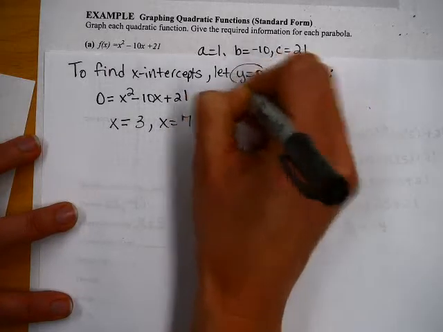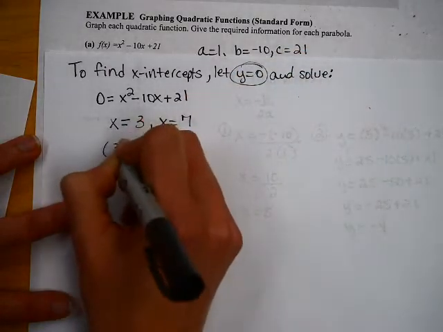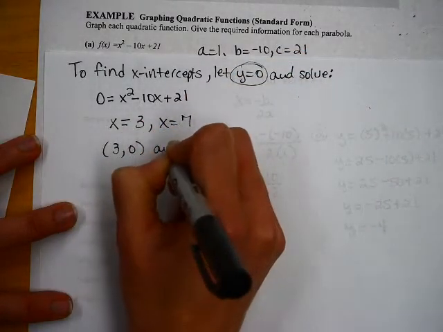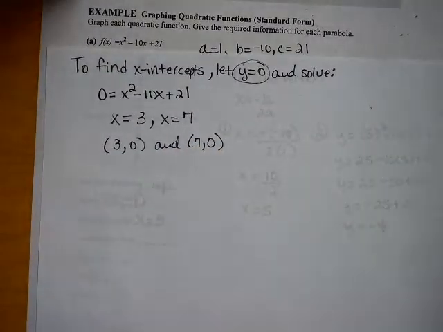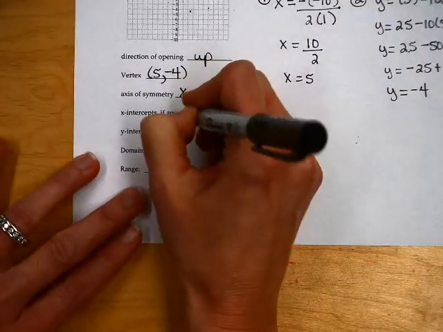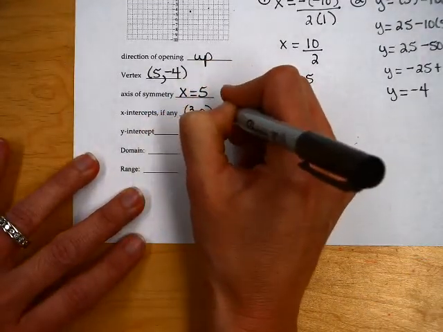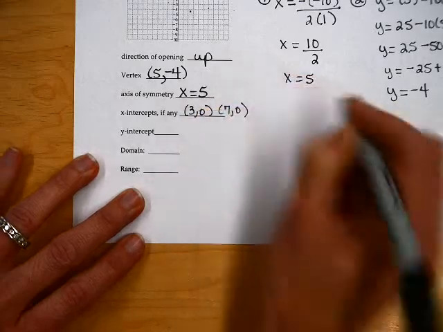So that means, remember, we let y equal 0, so the ordered pairs would be (3, 0) and (7, 0) for my x-intercepts. And so I'm going to put that in my blank on my sheet, okay? So my x-intercepts are (3, 0) and (7, 0), okay?